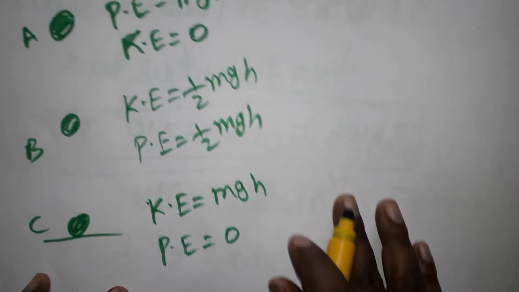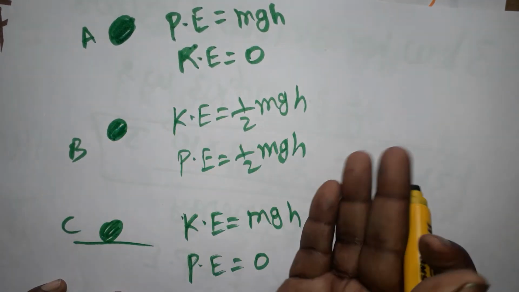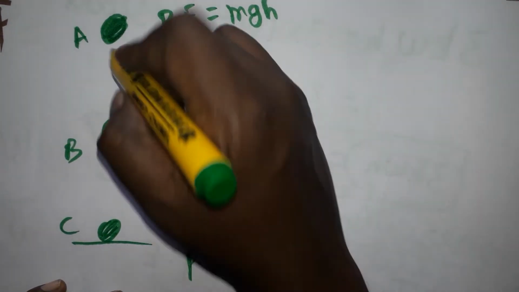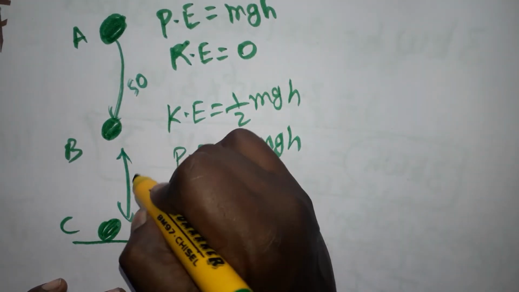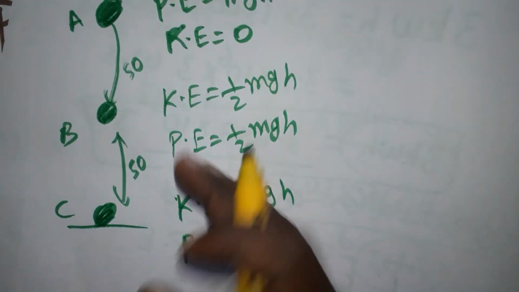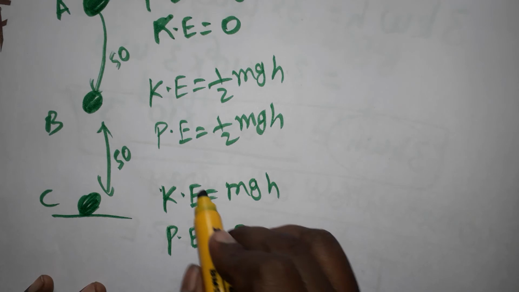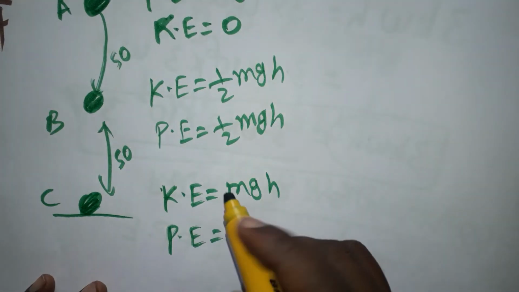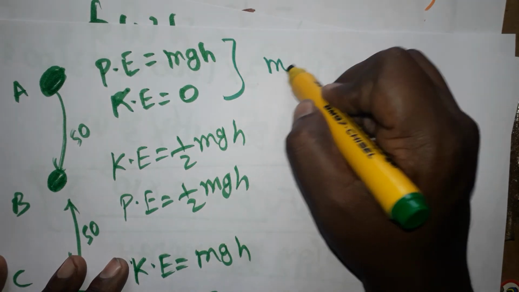I'll give another example. Here the stored energy is 100 joules. When it comes halfway, kinetic energy is 50 and potential energy is 50. The kinetic energy already converted is 50 joules, and the potential energy remaining is 50 joules. When it comes to the ground, the total potential energy of 100 joules is converted into kinetic energy. The total energy is constant. Here the total energy will be mgh.